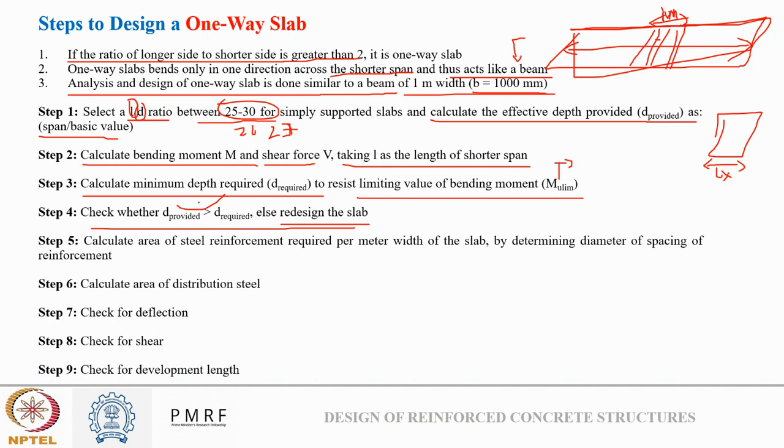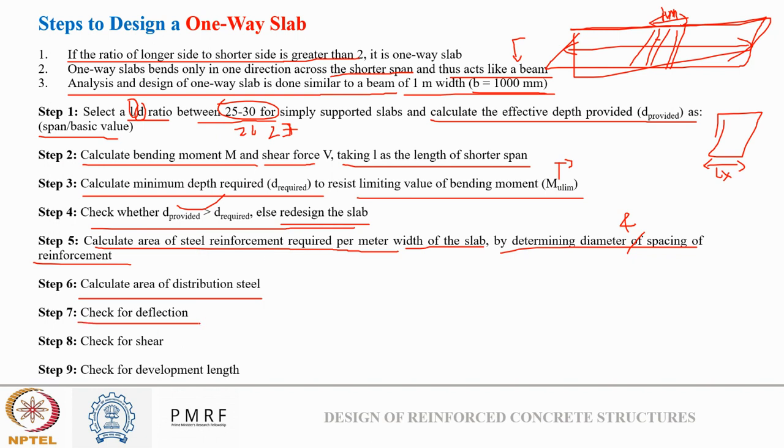Now, once we have verified that our depth is correct, we need to calculate the area of steel reinforcement required per meter width of the slab by determining the diameter and spacing of reinforcement. So this is how we have defined the 1 meter length of the slab, and we will calculate the area of distribution steel because we know the grade of the steel that we are using and we know the area of reinforcement in the main reinforcement direction.